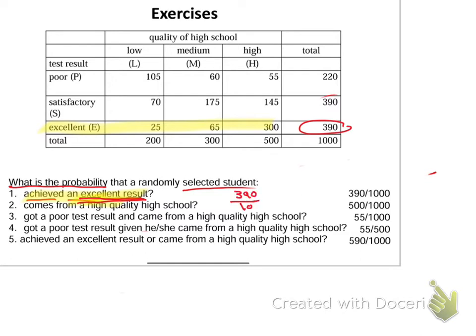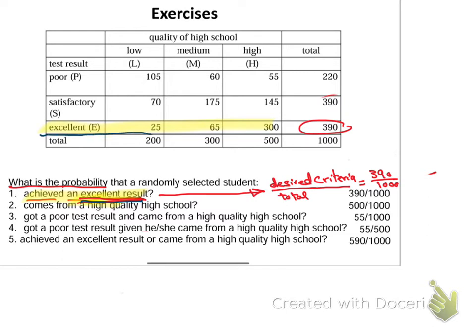The total is 1000, so the answer will be 390 divided by 1000. This is the answer. Okay, so the probability of achieving an excellent result equals the desired, what is the desired criteria? The favorable criteria, excellent result. Overall, he did not specify excellent with some other condition. So I'll take the excellent, the total of the excellent is 390, divided by the overall total, 1000.